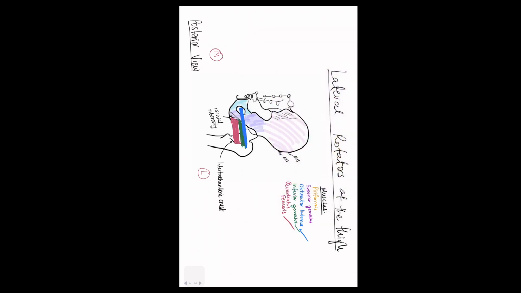This muscle is going to originate superiorly to the inferior gemellas, so it has to come from a higher point, and this higher point is going to be that ischial spine, and this will also insert on the medial surface of the greater trochanter.